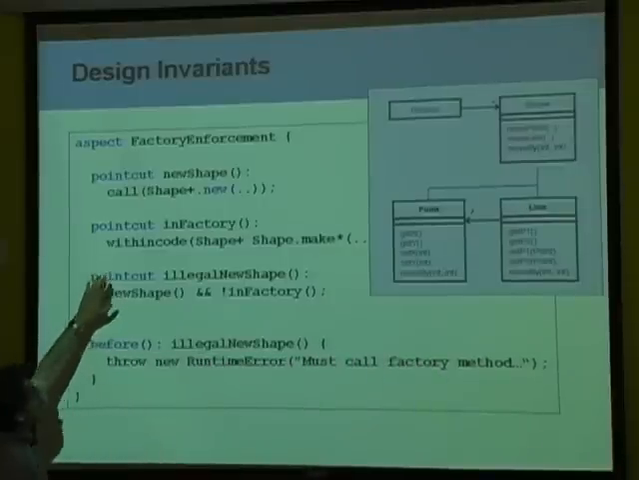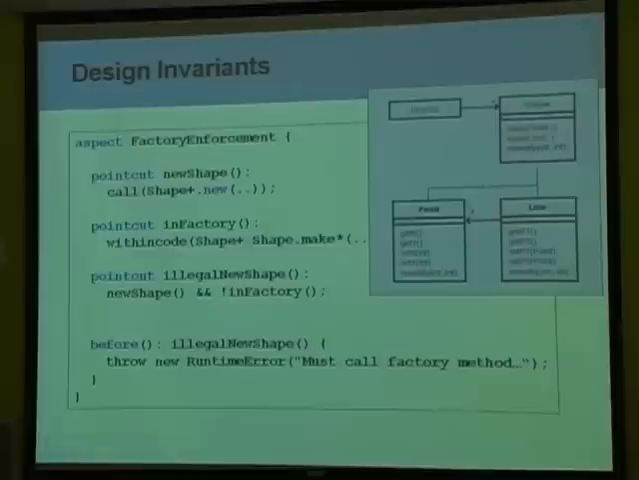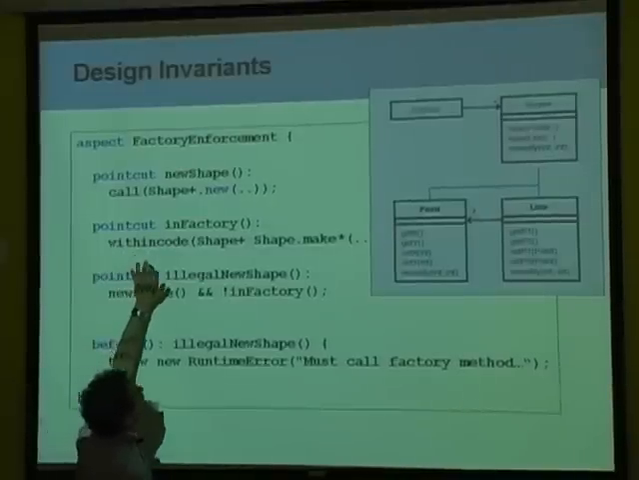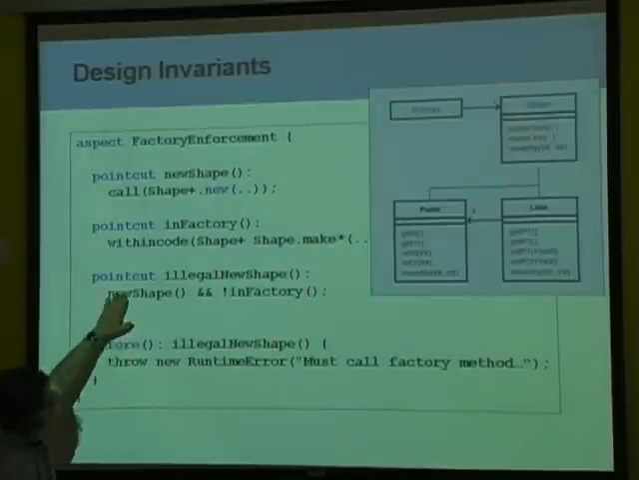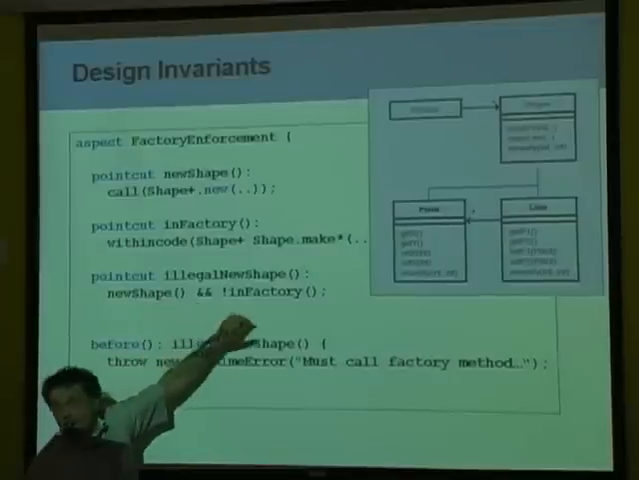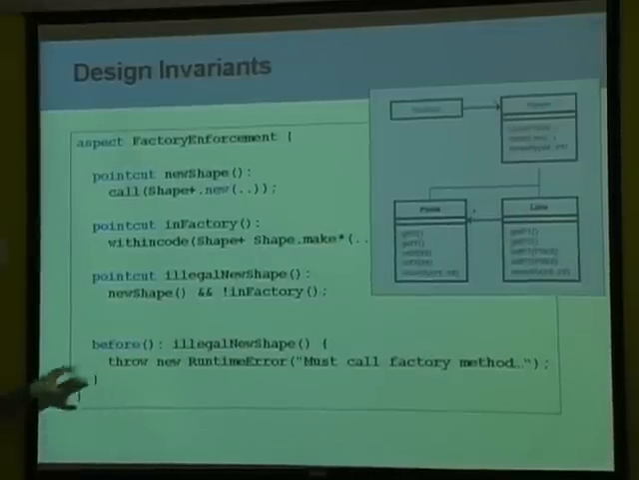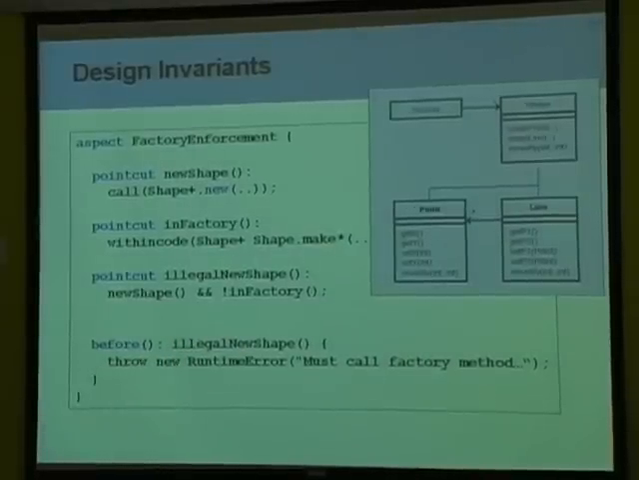You say, well, a new shape is a call to a constructor on shape. I'm in a factory if, here's a pointcut I haven't shown you, but this just says I'm inside of a method called makeStar on shape. And it's a bad thing if there's a new shape that's not in a factory. And this says, if I do a bad thing, I should complain.